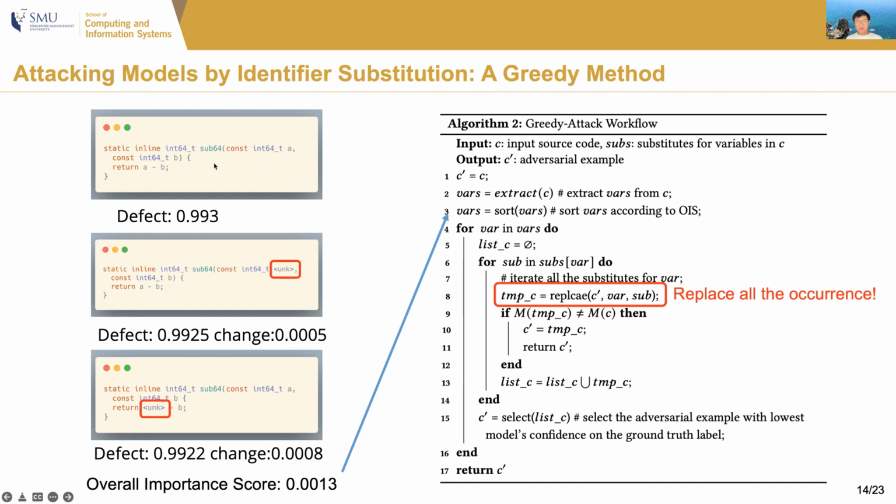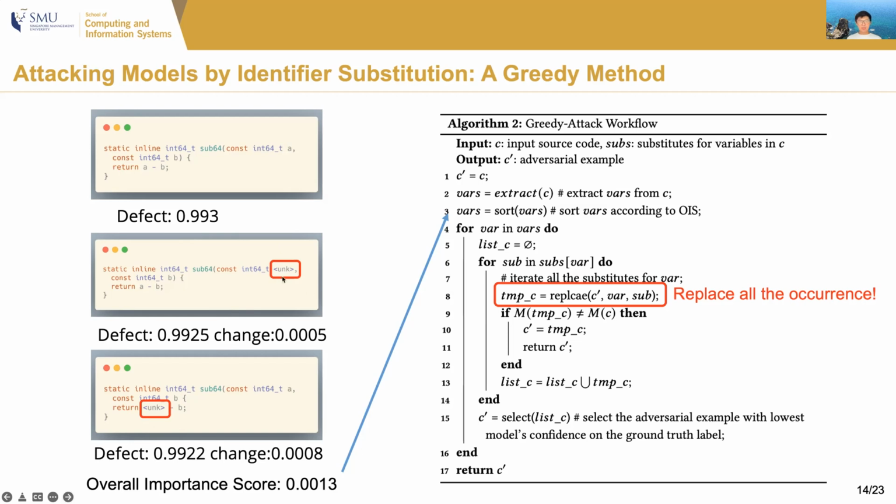Looking at the code snippet on the left side, assume that the model's output on the original code snippet is like 0.993, and the code snippet has two variables, A and B, and both of them appear twice in the program. For a variable A, we can obtain two variants of the code snippet generated by replacing one of its occurrences with the unknown token, just like this. So we have two. Then we feed the replaced snippets into the model again and see how the confidence score changes. The change indicates, if the model knows the real value of this variable, how much confidence it can gain to make a correct prediction.